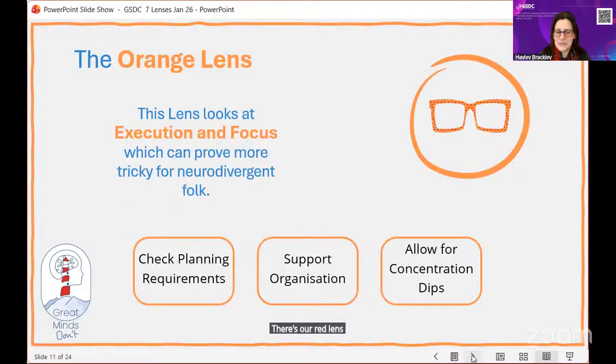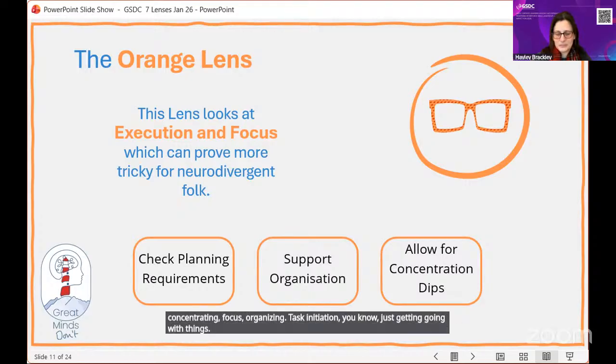Next up, we have an orange lens. Now, this lens is looking at execution and focus. We know that this can be harder for those who are neurodivergent. There's something called executive function, and this happens in the front of our brain, and it's where we do things like planning, prioritizing, concentrating, focus, organizing, task initiation, just getting going with things.